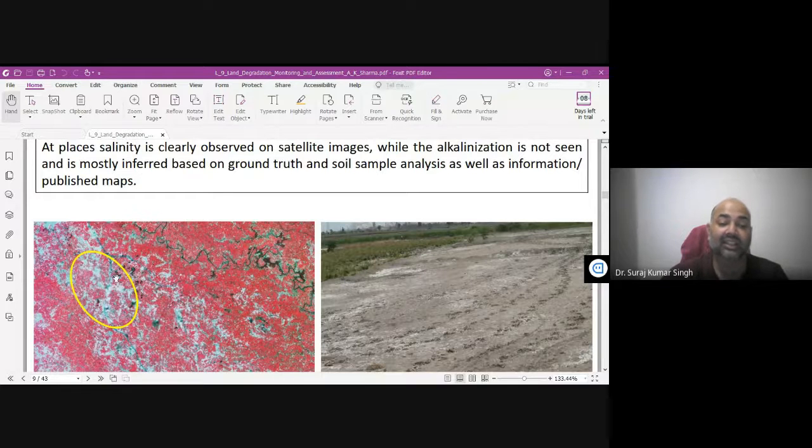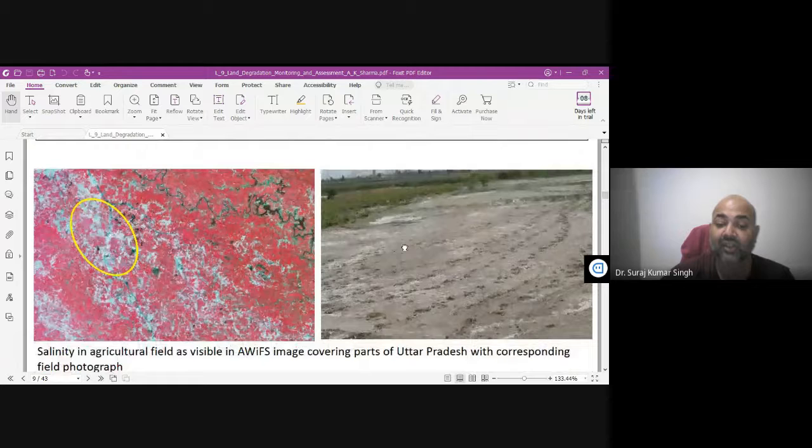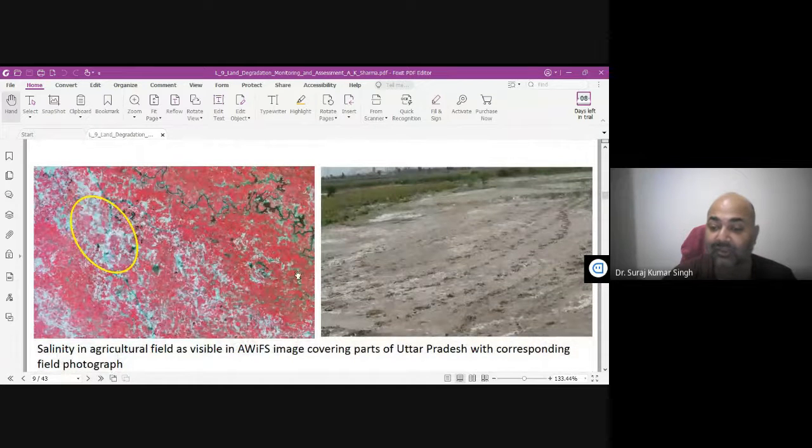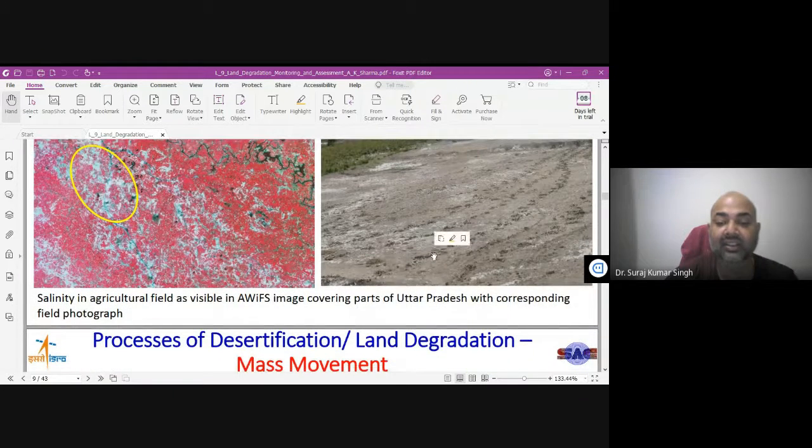So you can see that the salt affected land has been identified in yellow color, and the same feature we go into the field and map this salt affected soil. You can see white color coming up in this salt affected land, and around it you can see some cultivation and some grasses, scrubs. So this is salinity in an agricultural field as visible in an advanced field satellite image of Uttar Pradesh with the corresponding field photograph.